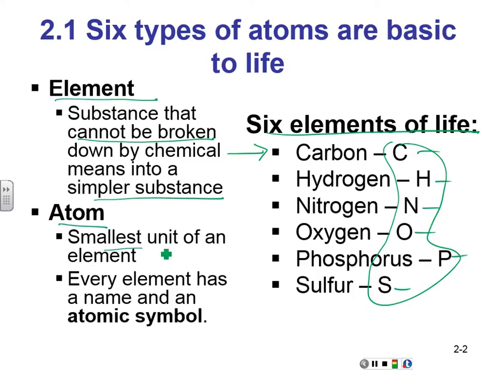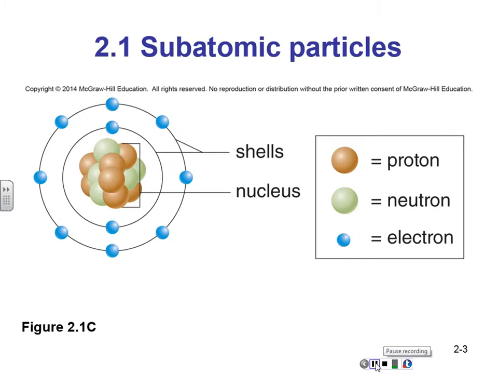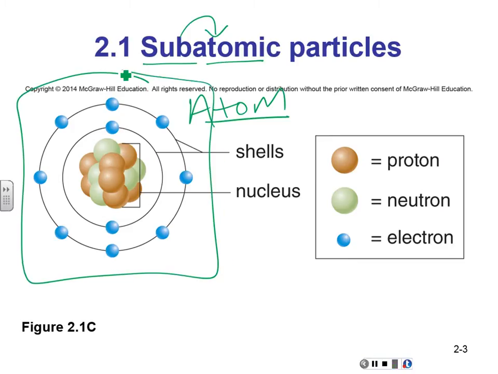An atom, this is the smallest unit of an element. Every element has an atomic symbol, and we're showing you here the atomic symbols for these 6 elements. Okay, these are subatomic, so inside an atom. So this is showing you an atom. That's what this whole thing is here. And inside an atom we have electrons, we have protons, and we have neutrons. Neutrons are neutral. Protons are positive and electrons are negative.